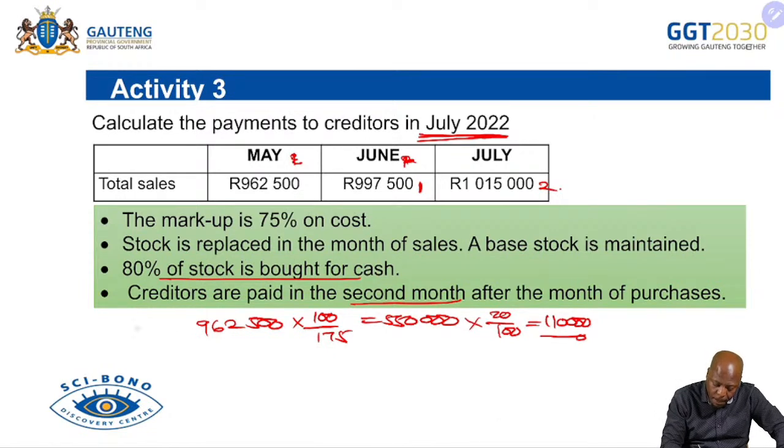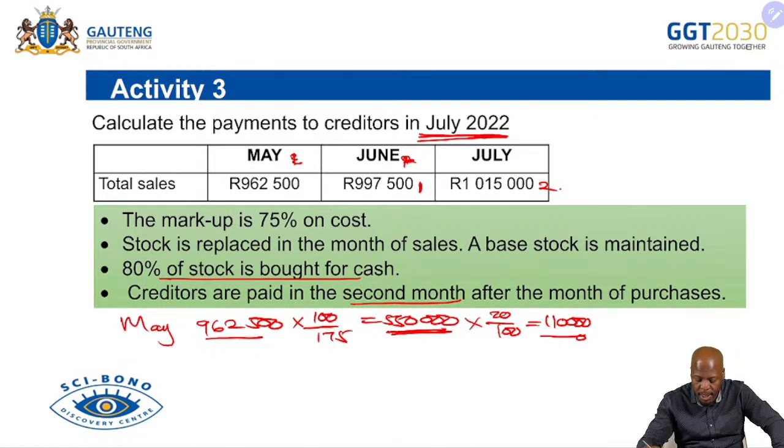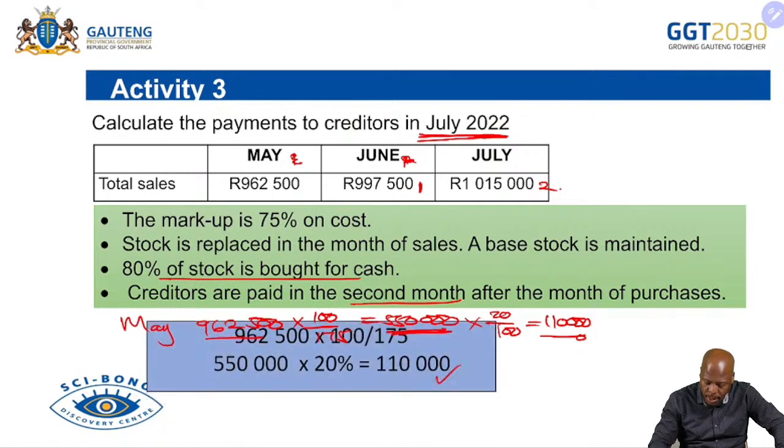So whatever happened in the month of May, we sold goods of 962. The cost of sales is 550 rather. On that 550, 20% will be on credit, and it will be paid 2 months after. That will be in July, 110,000. All right, which is what we then see over here.